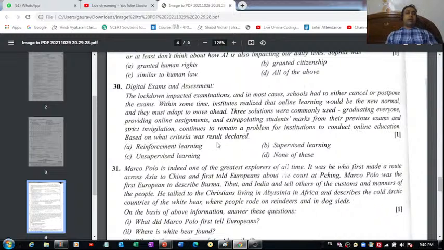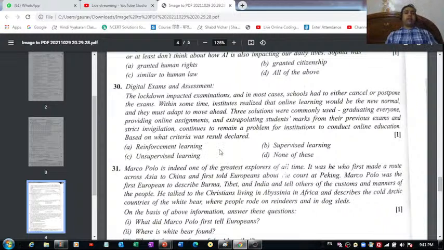Based on what criteria was the result declared? Now, on which criteria will the result be declared? So you have to take into consideration everything which is given here. There are three solutions which have been provided to us for the problem scoped here: graduating everyone, providing online assignments, and extrapolating students' marks. So how should the institutions conduct online education?